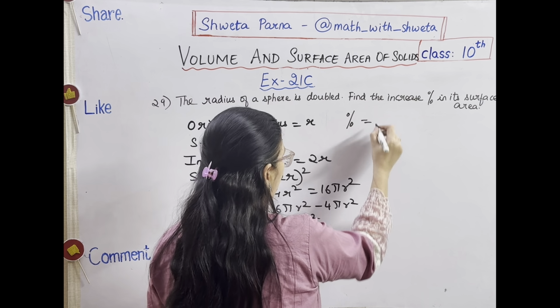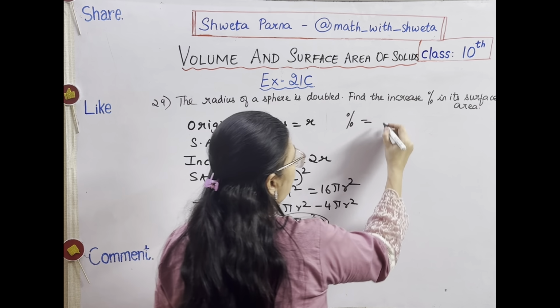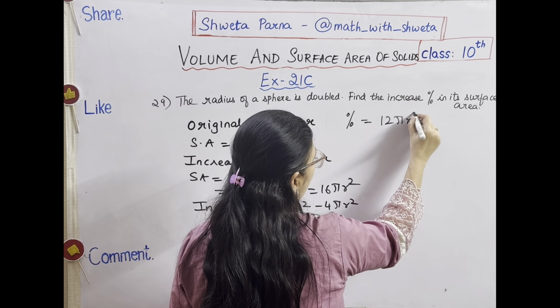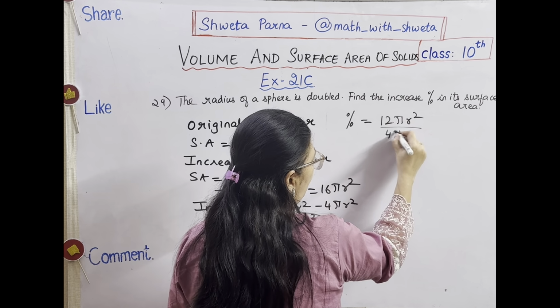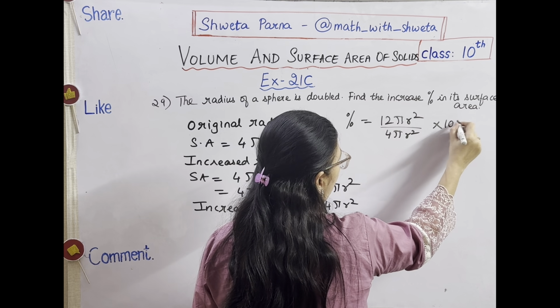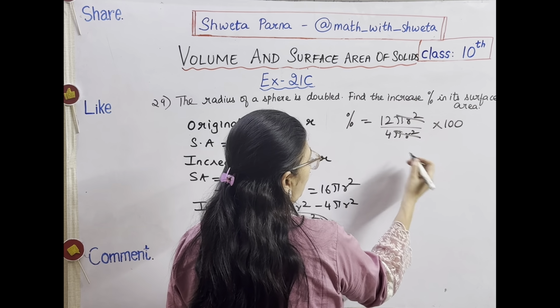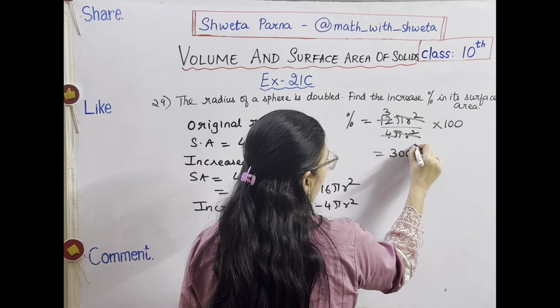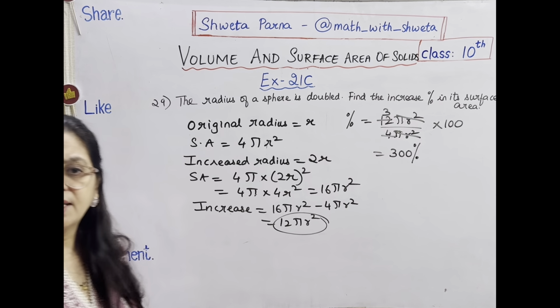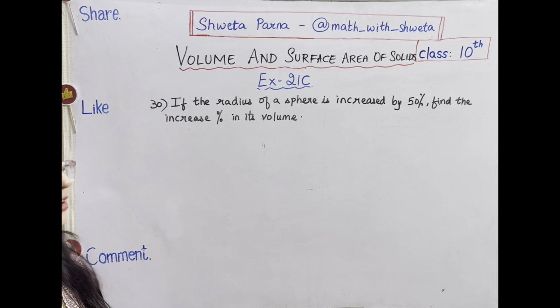Okay. Now you have to find the percent. How do you find the percent? What is the increase? It is 12 pi r square upon original. Original was 4 pi r square into 100. Pi r square cancel. 4 3s are 12. Answer is 300%. Yes? Let's go to the 30th question.